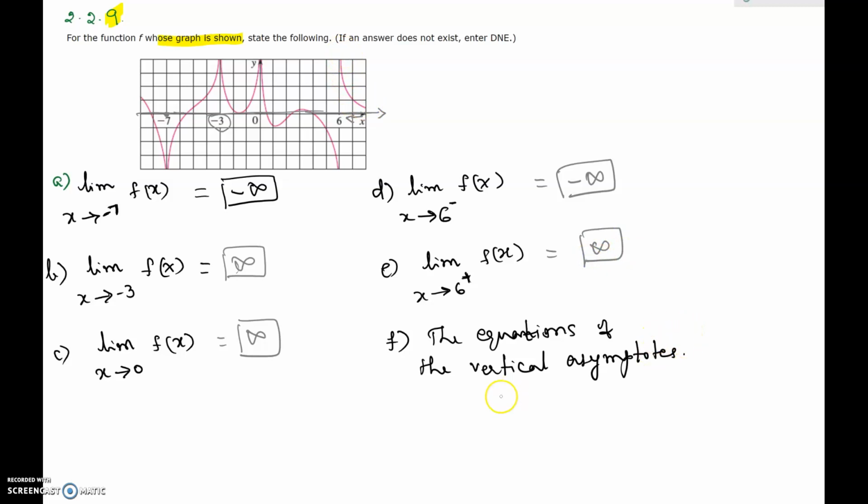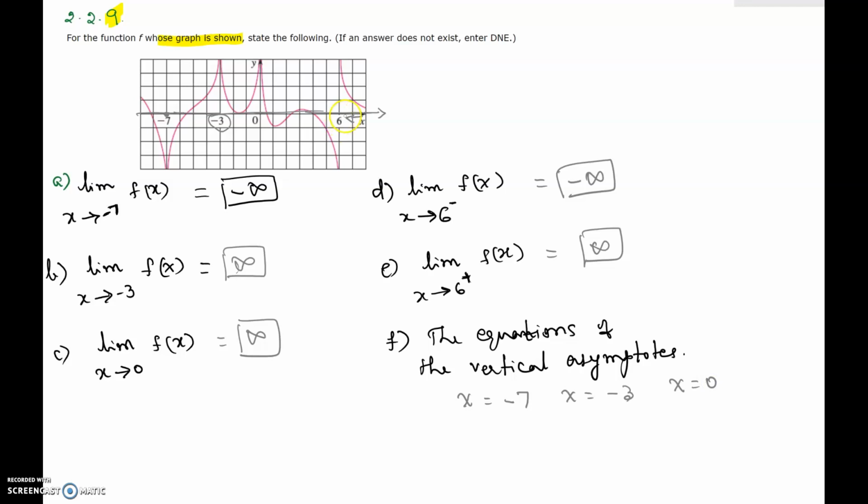Now we have to write down the equations of the vertical asymptotes. Vertical asymptotes are vertical lines. Either the graph will approach plus infinity or negative infinity in the neighborhood of the number. So those are the vertical asymptotes. In the neighborhood of negative 7, the graph is approaching negative infinity, so x equal to negative 7 is a vertical asymptote. Then x equal to negative 3 is a vertical asymptote, because in the neighborhood of negative 3, the graph is approaching positive infinity. Then in the neighborhood of 0, the graph is approaching positive infinity.